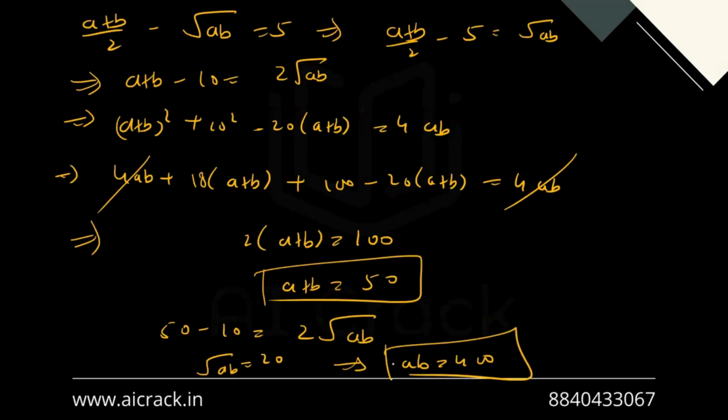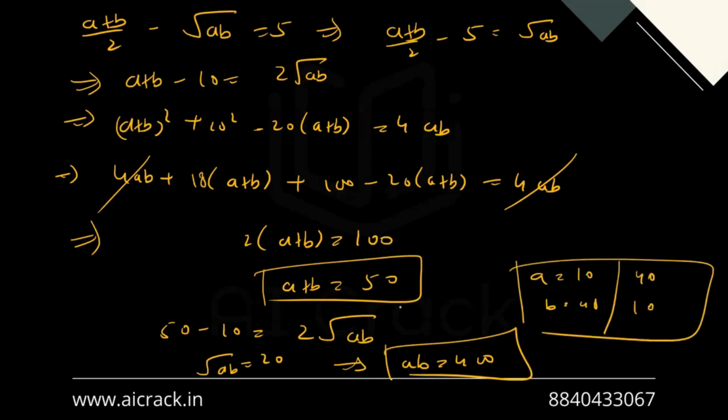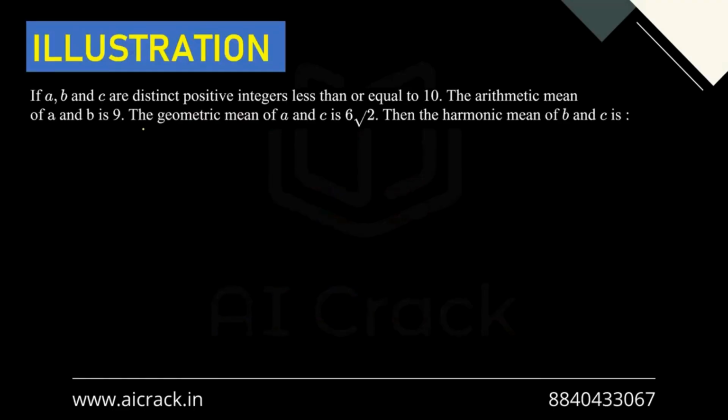Now if you use common sense, A is 10 and B is 40, or vice versa, A is 40 and B is 10. Or you can form the quadratic equation over here and you'll get the same values. Either way it's possible. Now let's solve this example.